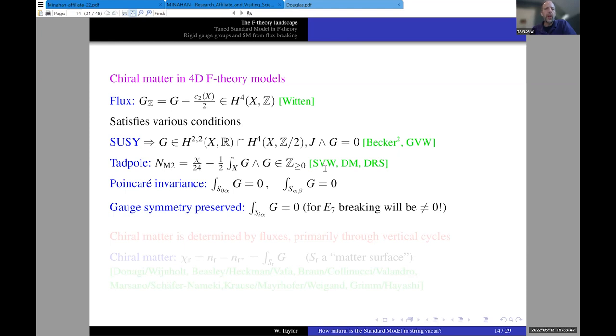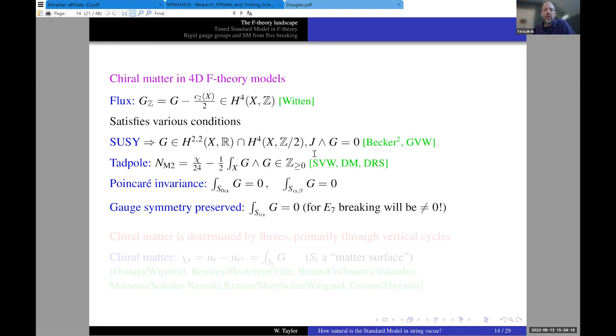So flux in a 4D F theory model, if we think about it in the M theory picture, is given by an element of H4 of X, call it G, and it was shown by Witten that this is shifted by something which might be half integral depending on the second Chern class. We won't worry too much about that. If we impose supersymmetry, the flux has to satisfy certain conditions. It needs to live in H22, and it needs to satisfy a primitivity condition with respect to the Kähler form J.